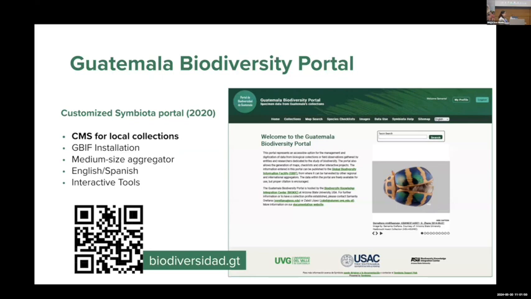It's also a GBIF installation, and we also use it as an aggregator, and I will talk a little bit about this. So one of the things that has made this portal so useful for the Guatemalan community is that it's completely translated to Spanish. So this makes it possible for the community to use a lot of interactive tools that we have available to start or complete their biodiversity research. So if you want to visit the portal, there is a QR code. The URL is in Spanish. It's like biodiversity in Spanish, biodiversidad.gt.